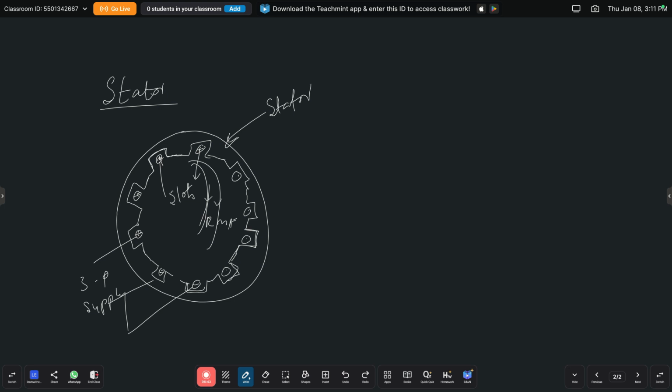Next one is the rotor, the second part. A rotor is a rotating part. The rotor is placed inside the stator and rotates due to the rotating magnetic field. As per the rotor construction, three-phase induction motors are classified as squirrel cage induction motors and slip ring induction motors. This classification is based on the rotor construction. So we have two types of rotors. One is the squirrel cage rotor, next one is the slip ring rotor. The slip ring rotor is also called the wound rotor. We will discuss them one by one.